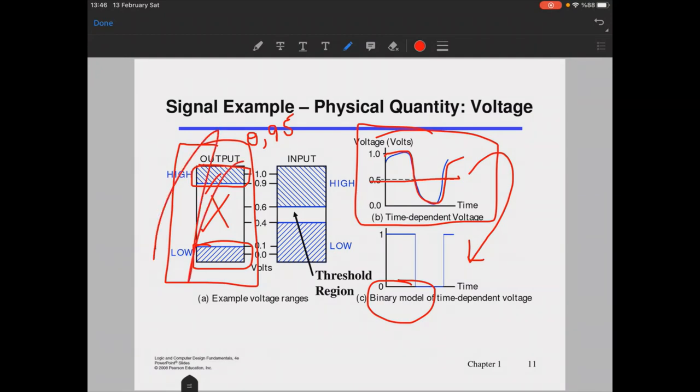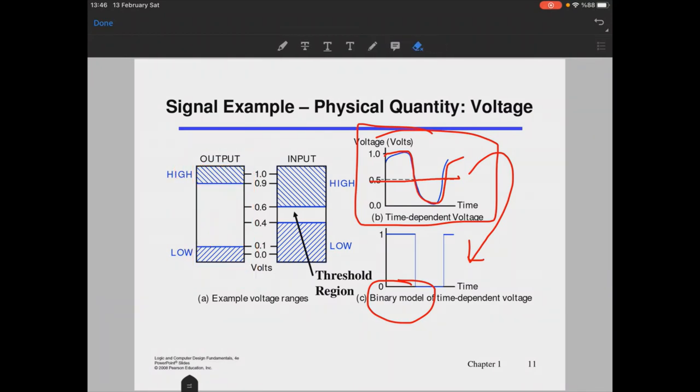In the other example on the right, now the threshold region is a bit wider, as you see here, from 0.6 to 1 is your high signal or true signal, and from 0 to 0.4 will be your false signal region. That's the idea, and you can develop your system in either way, in the left model or the right model. It depends on your design.